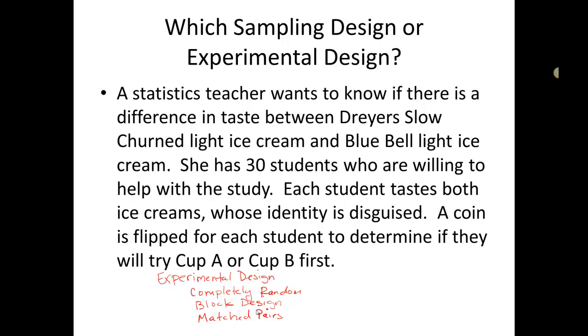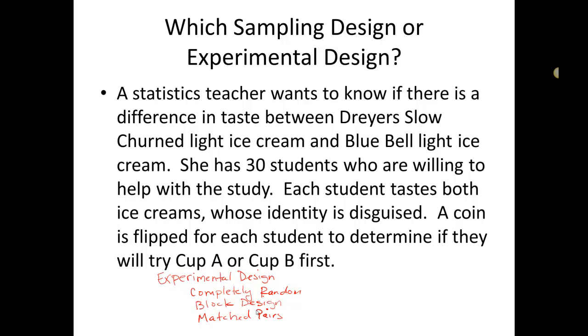So in a block design, you randomly separate them into groups or blocks, and then within each group, you randomly assign the treatments. The third one here is matched pairs. This is actually a specific type of block design. Instead of dividing people into groups, we're pairing up individuals that are as alike as possible, and then we randomly assign the treatments within each pair.